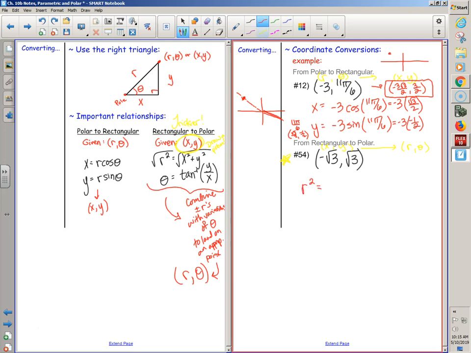r squared equals x, take them, square them, plus y, take them, square them. And then if we want to get r, we're going to square root, right? Doesn't the square root squared cancel? And a negative times a negative is a positive. I get square root of 6. But why am I going to put an r with a plus or minus? The absolute value of r says positive or negative, could be either.